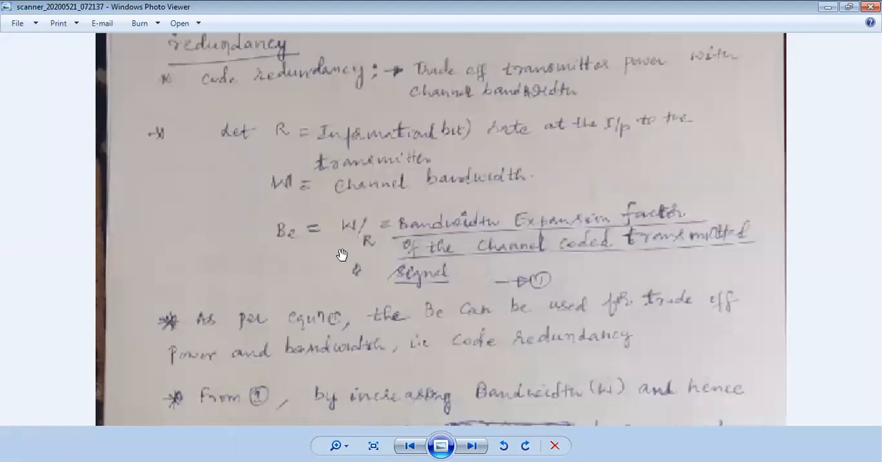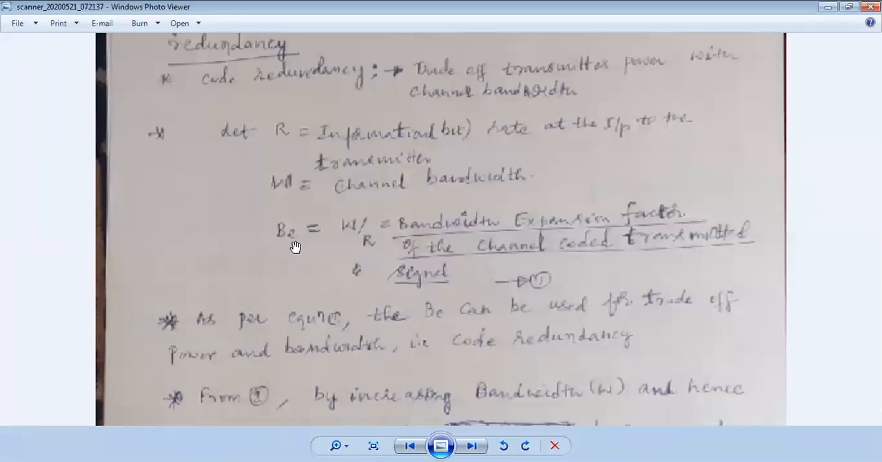If you want to reduce the transmission power, you should use the channel bandwidth as much as possible, so that the transmitted power will be less. If the transmit rate R is higher, the transmit power is also high, and the bandwidth expansion is less, because bandwidth expansion is inversely proportional to R. If the width of the channel is high, the bandwidth expansion factor is high.